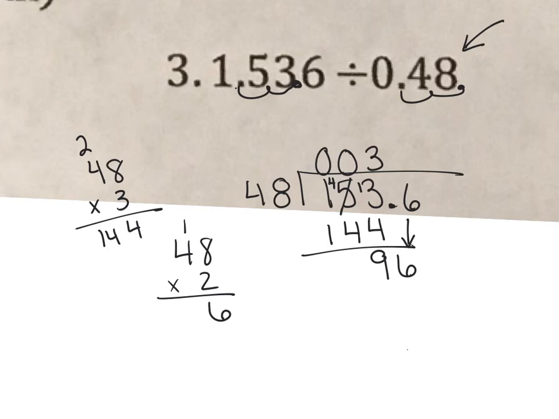So 2 times 8 is 16, carry your 1. 4 times 2 is 8, plus that 1 is 9. So 2 actually will go in there. And that'll give me 96. But I forgot something. You have to move this decimal up. So the answer would be 3.2.